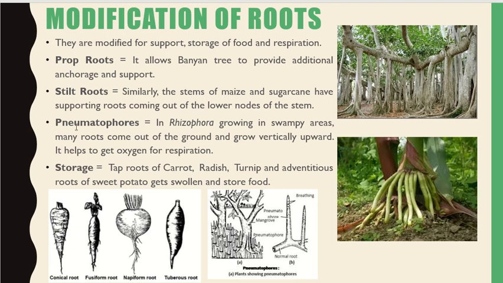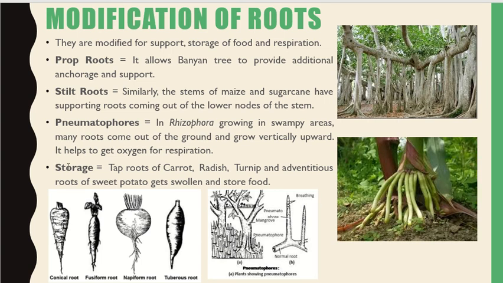Now the third modification is of pneumatophores. They occur in Rhizophora, which grows in swampy areas. Here many roots come out of the ground and grow upward like this, and it helps to get oxygen for respiration. So basically these roots are modified to undertake respiration.